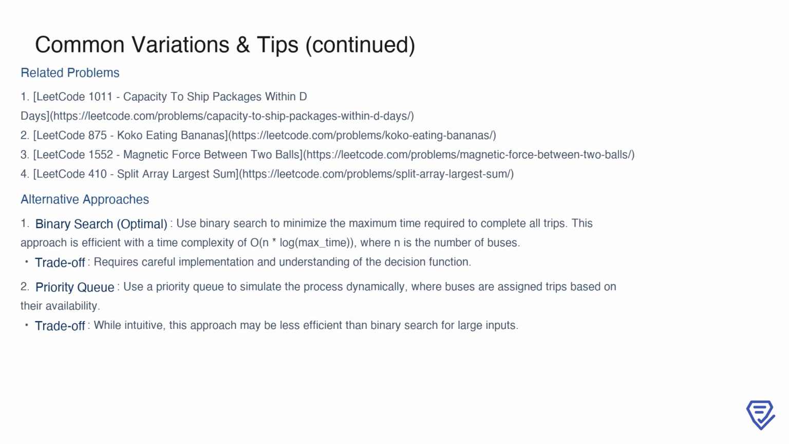Speaking of approaches, binary search remains the optimal solution here, with a time complexity of O(n * log max_time), where n is the number of buses. While incredibly efficient, its success depends on implementing the decision function carefully. Alternatively, you can use a priority queue to dynamically assign trips to buses based on their availability. Although this approach is more intuitive, it tends to be less efficient for large inputs compared to binary search.